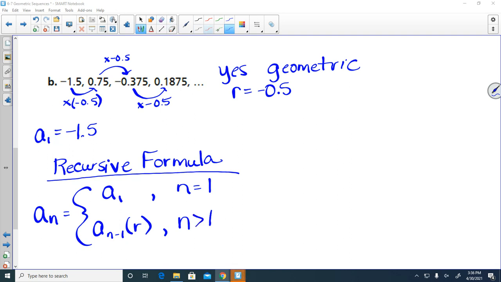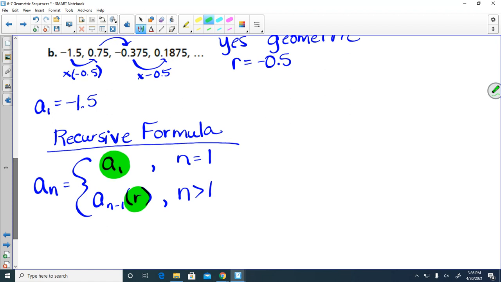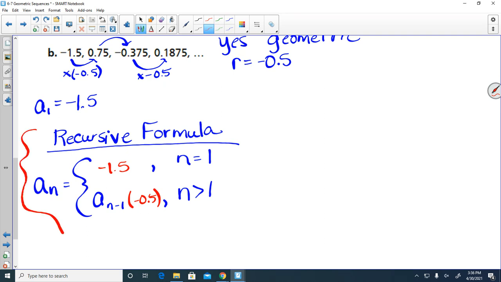So when I'm working with the recursive formula, I'm going to substitute a number in for A1 and in for R. So when I write my recursive formula, A1 we know is negative 1.5. And then R, I know to be negative 0.5. So this is the recursive formula.